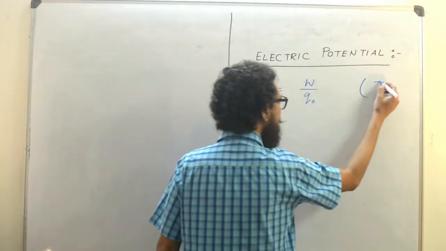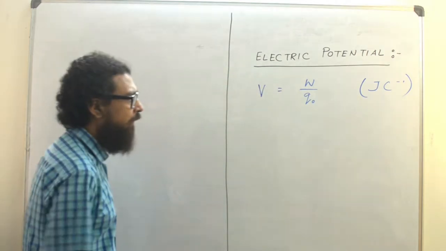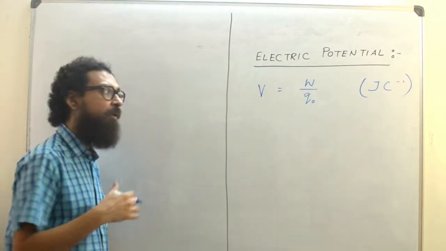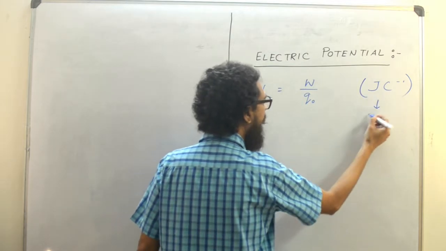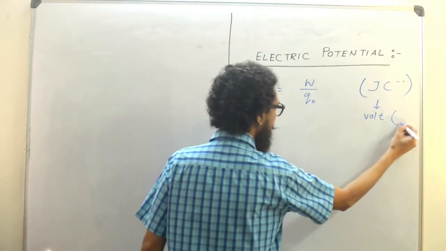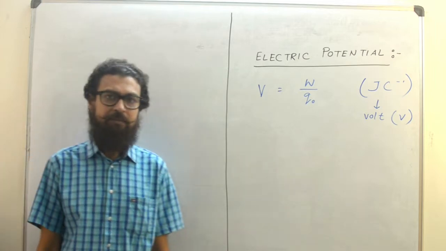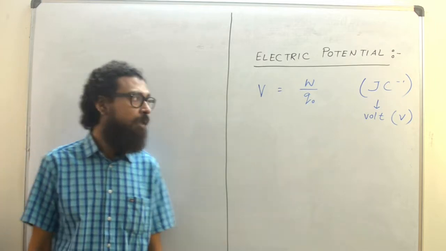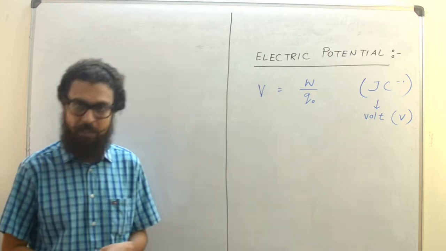So obviously you can understand the unit will be joule per coulomb, but since we have to give it a particular unit, in the SI system the unit is volt. You know that already. You have done a bit of current electricity in lower classes, so you know potential. So this is basically work done per unit charge.